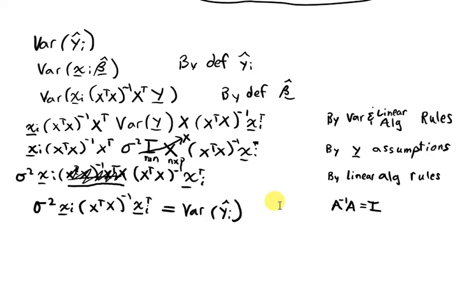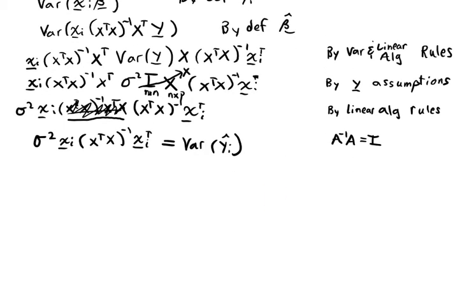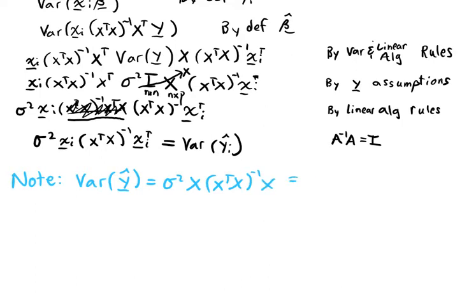Another cool property, just a little side note, not the focus of the video. If we were calculating the variance of all fitted values, this would actually result in sigma squared x times x transpose x inverse times x transpose, which is equal to sigma squared times the hat matrix. It's kind of a cool property. I'm going to let you figure that out on your own.